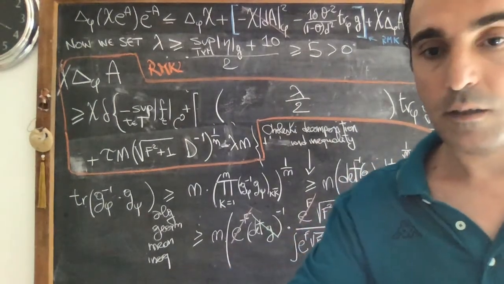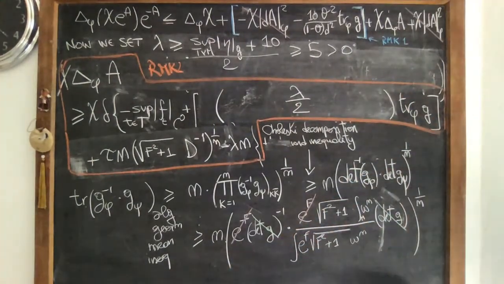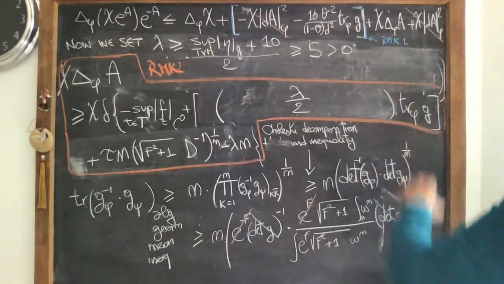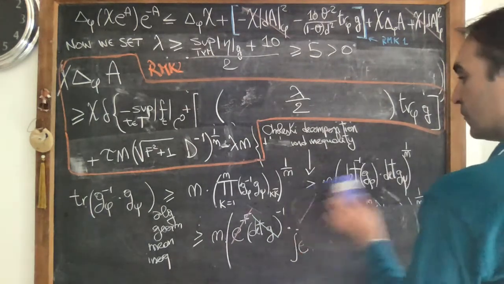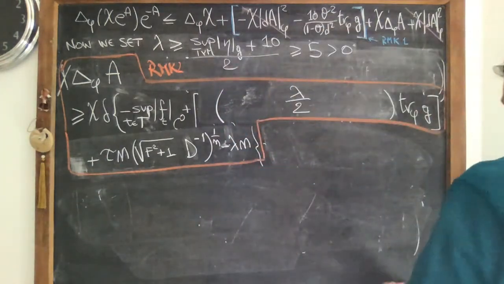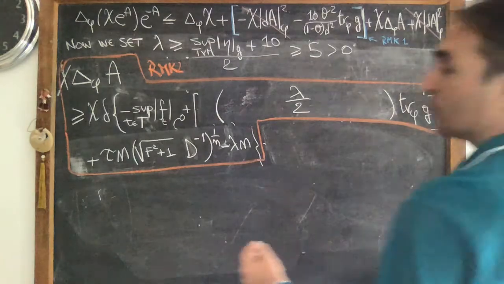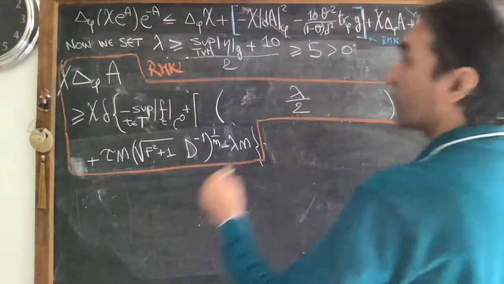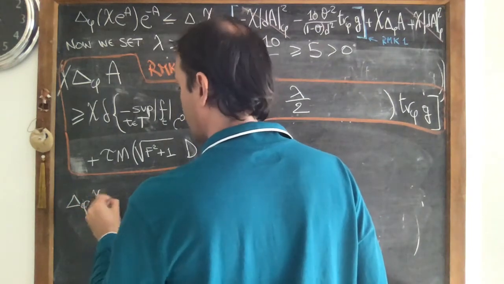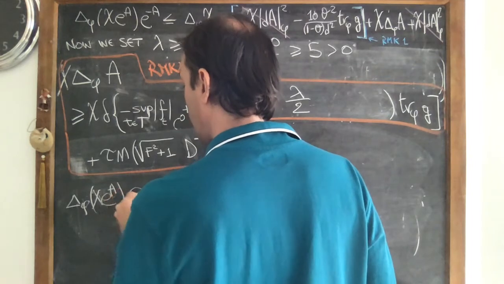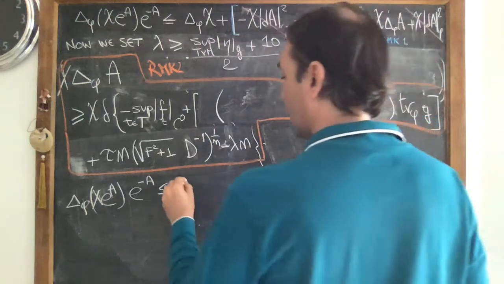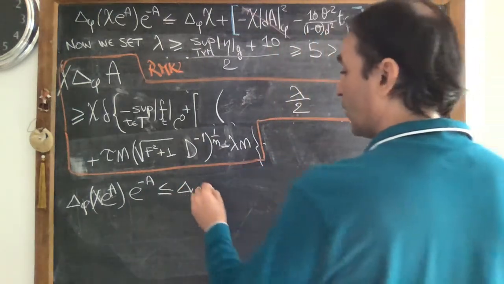Now it's time to insert the result of the remark number 2 above. So we continue. Laplacian phi of k, e to the capital A times e to the minus capital A, is less or equal than Laplacian phi of k.